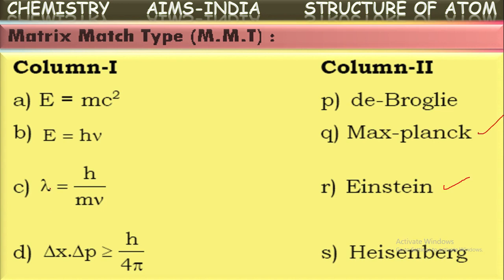The third one, lambda is equal to h by mv. This we call de Broglie's wavelength equation. De Broglie derived an equation to calculate the wavelength of particles based upon these two relations. Here this is energy, E is equal to mc squared. This is also energy, which is equal to h nu. So these two can now be equated for a particle. From these two, the lambda value is derived as lambda is equal to h by mv, which was given by de Broglie. And the uncertainty principle was proposed by Heisenberg.